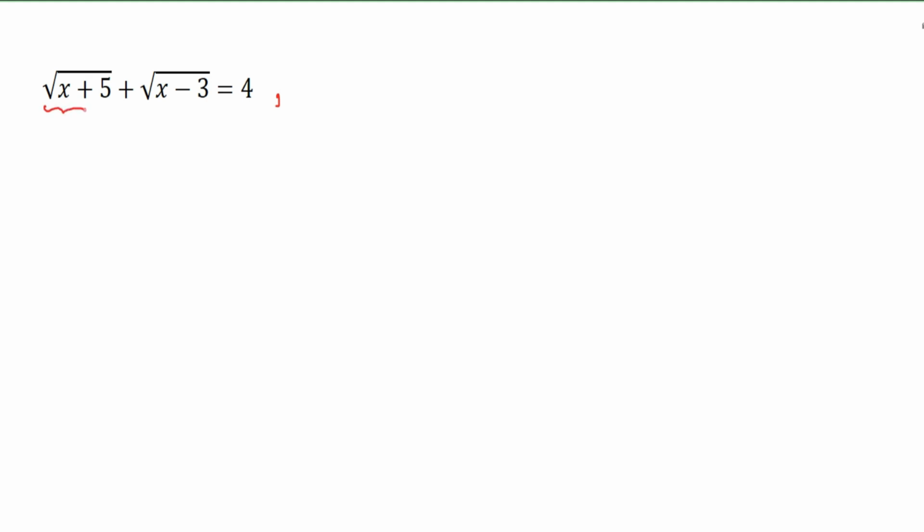So if we call square root of x + 5 as a and square root of x - 3 as b, this equation will look like a + b = 4, and let's call it equation number 1. So from here we have a + b = 4. Further, in this equation, we will multiply both sides by a - b.